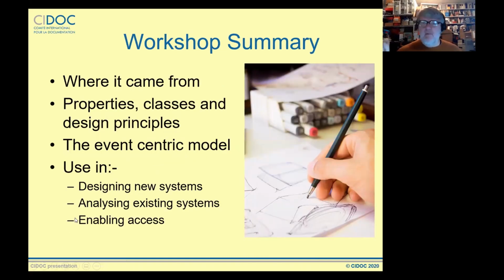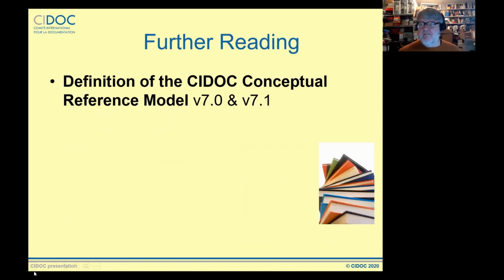So we've looked at where it came from, properties, classes, and design principles. We've looked at the idea of it being an event-centric model, and we've looked at some different use cases for it. Well, not a little bit of that. The current version is 7.0. 7.1 will be out in January.